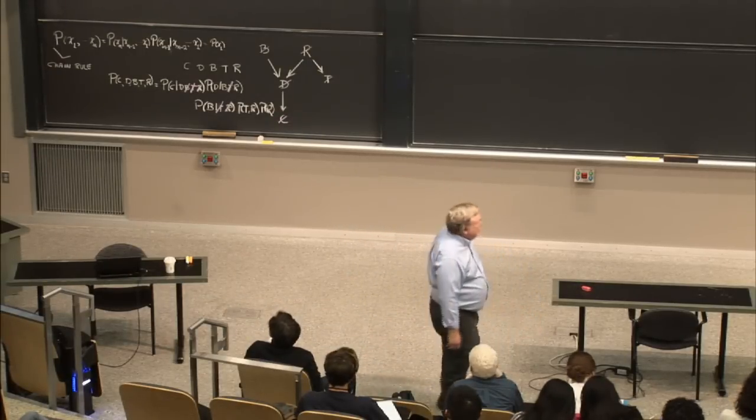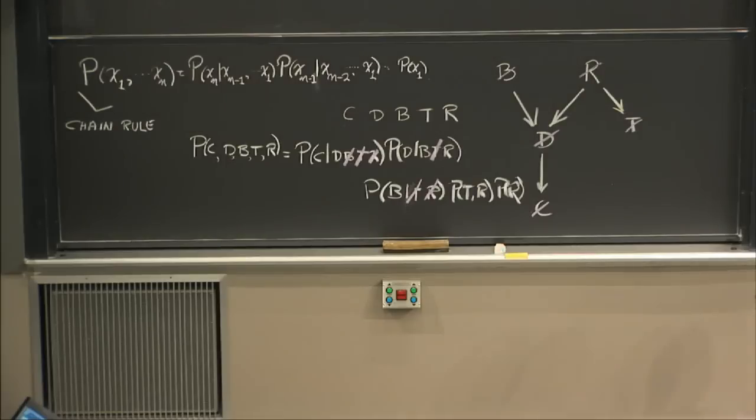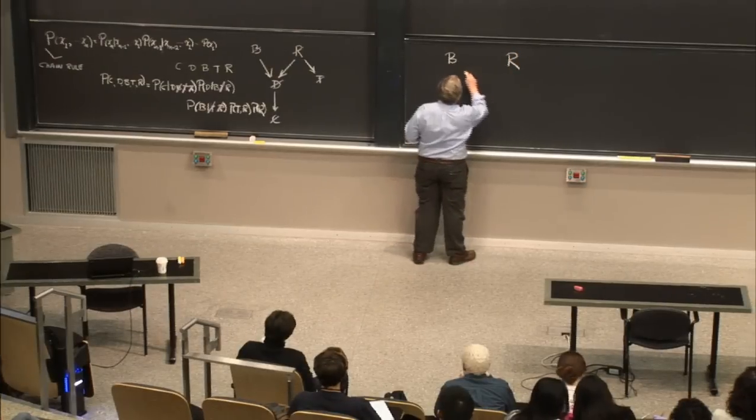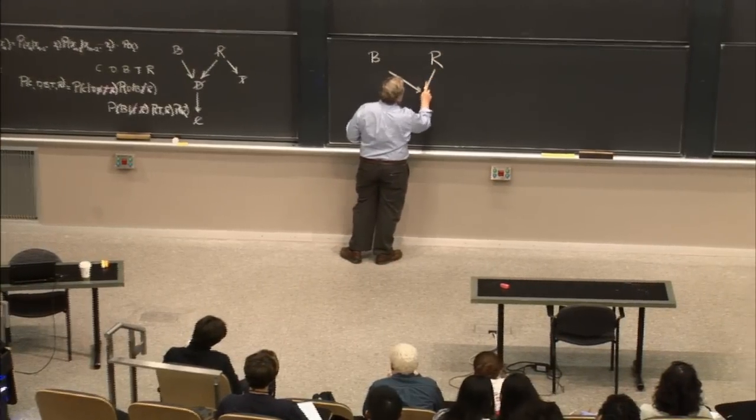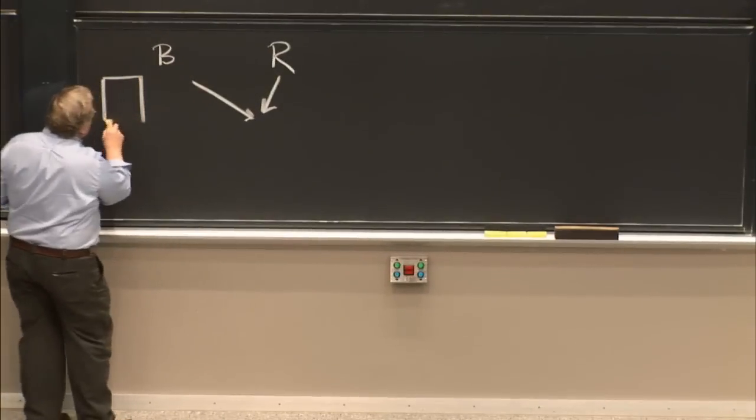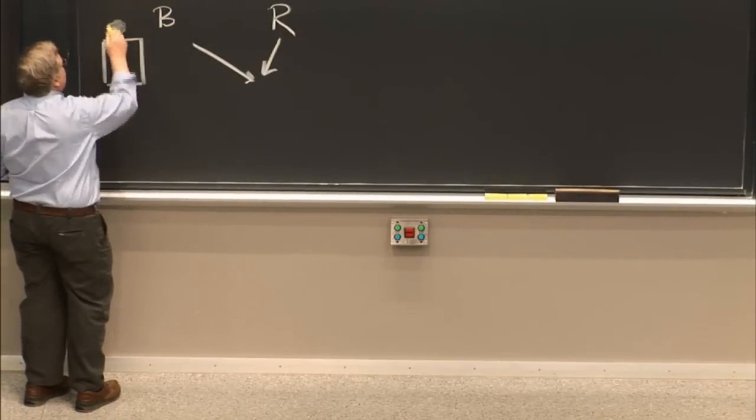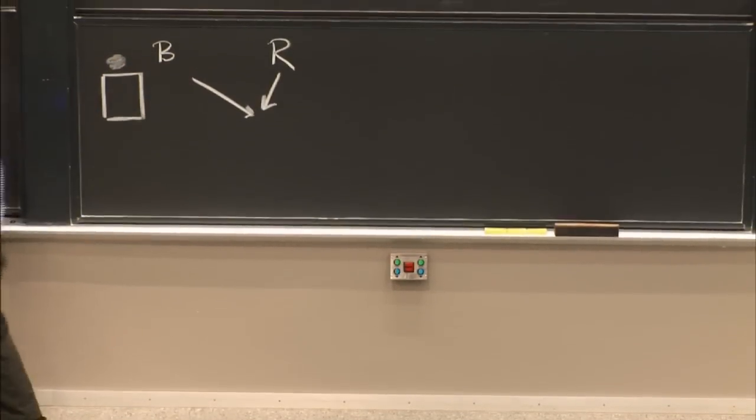Okay? But now the question is, I've got some probabilities I'm going to have to figure out here. So let me draw a slightly different version of it. So up here, we got the a priori probability of B. Well, that's the probability of B.